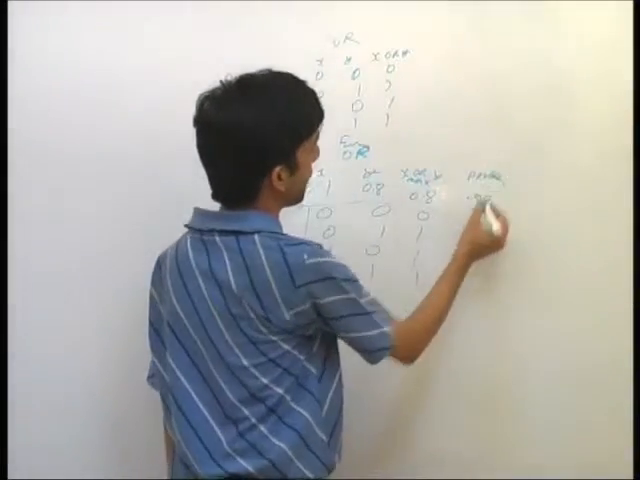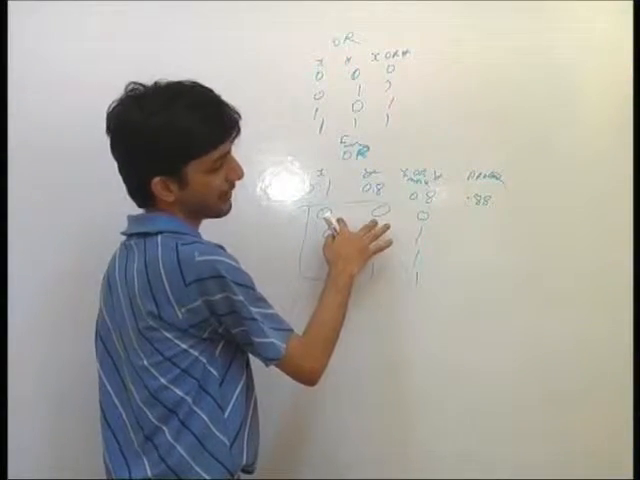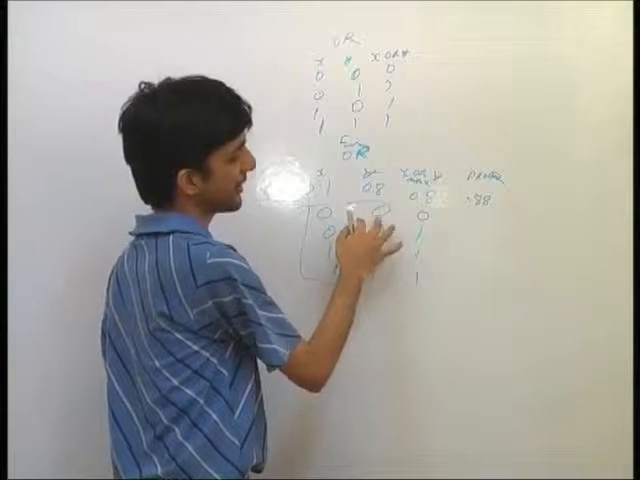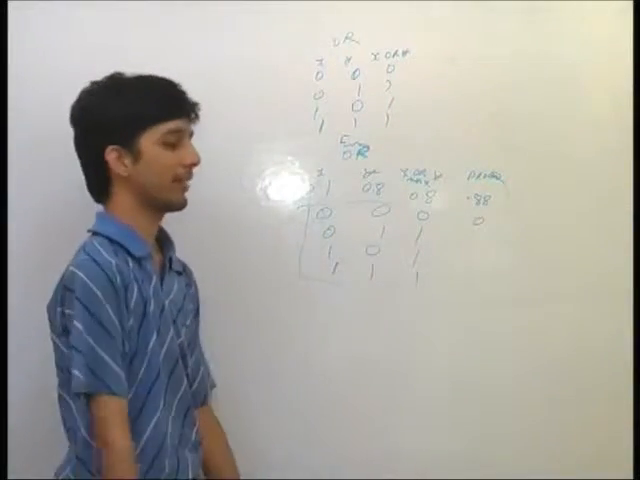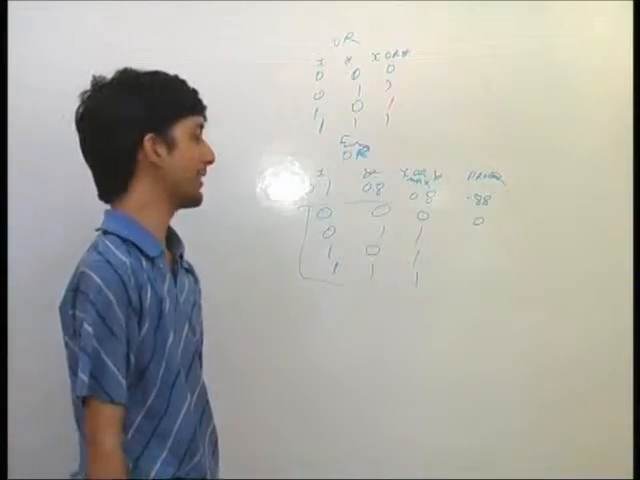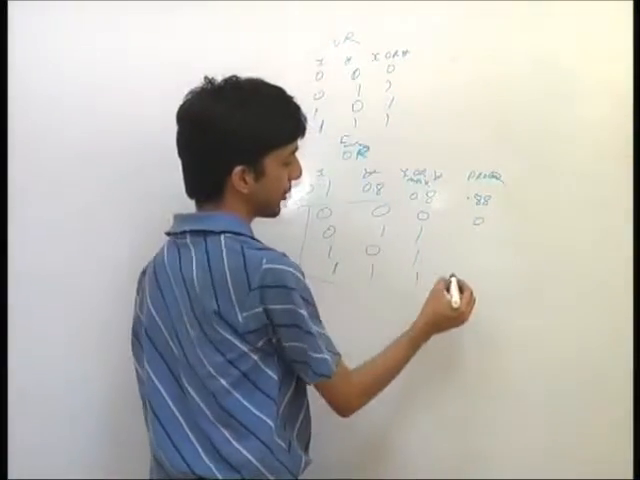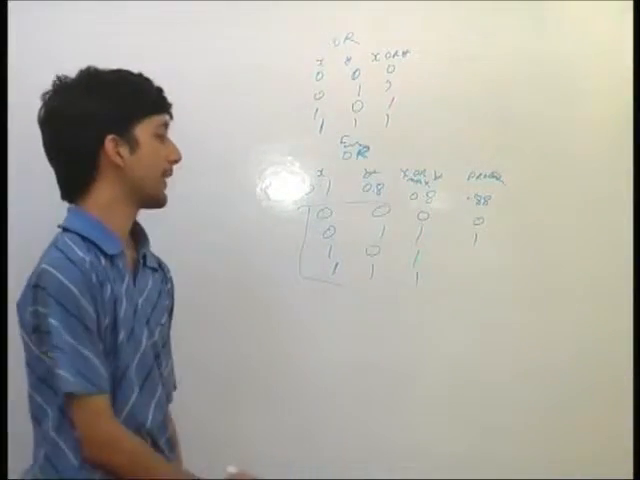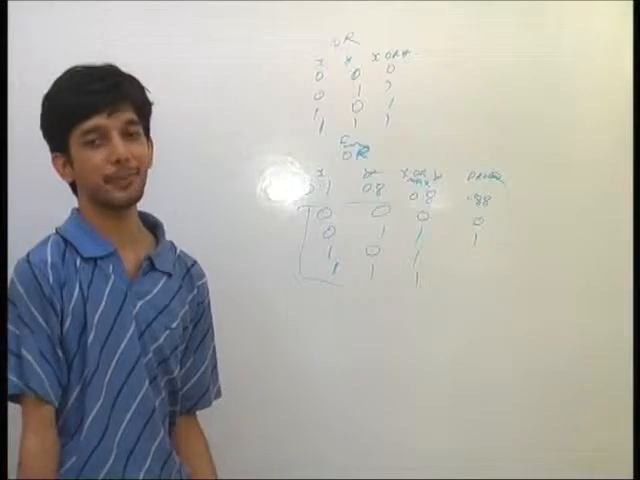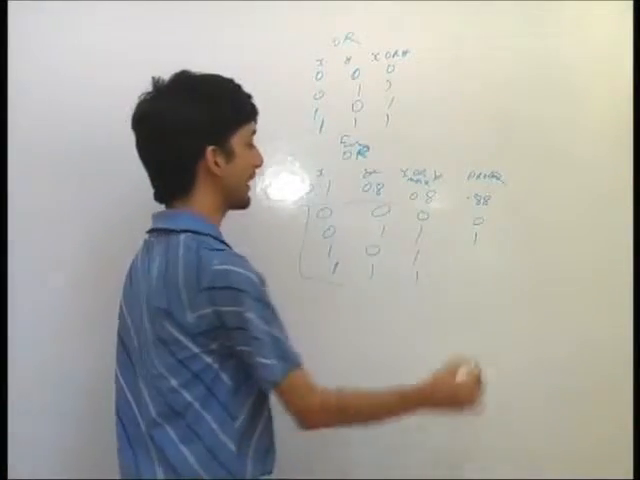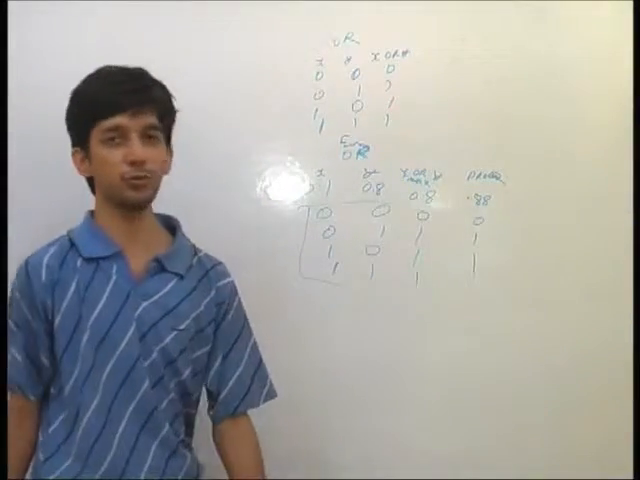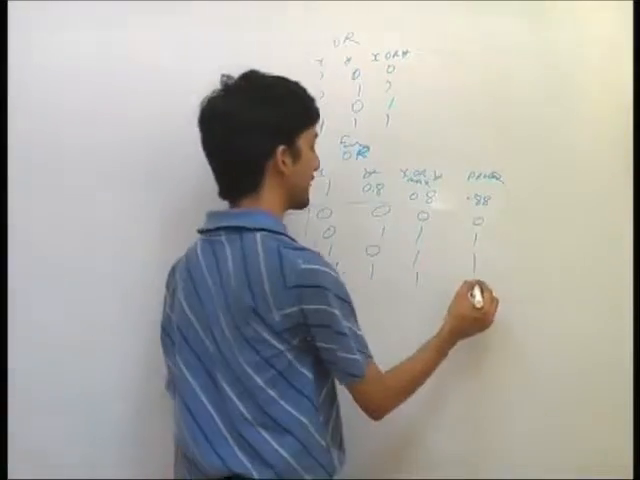And again, if I apply probabilistic OR, 0 into 0 is 0, 0 plus 0, 0, minus 0 into 0, that will come out to be 0. 0 plus 1 is 1, minus 0 into 1, that will come out to be 0, so this will be 1. 1 plus 0 is 1, minus 0 into 1, that will come out to be 1. And 1 plus 1 is 2, minus 1 into 1, so 2 minus 1 is nothing but 1.